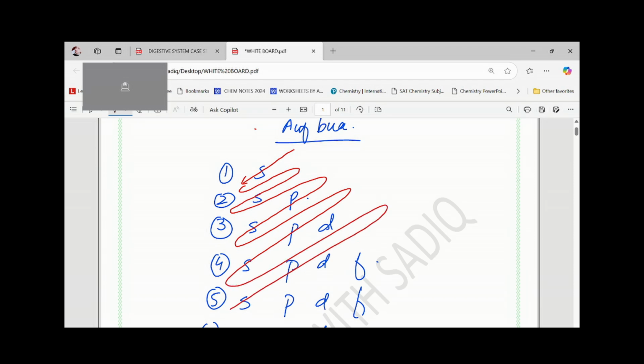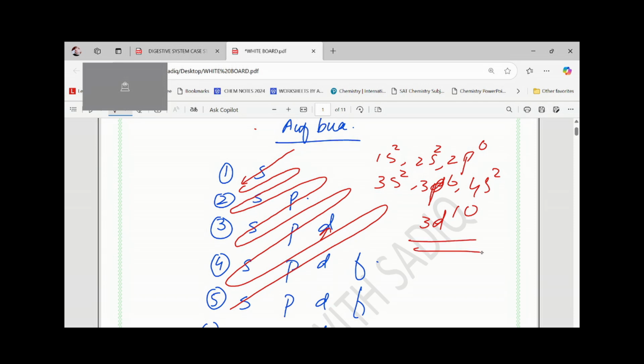Okay, so you can see here the rule is starting with 1s2, 2s2, 2p6, then it goes to 3s2, then 3p6, then it goes to 4s, and moving on to 3d here, 4s2 and 3d10. So most of your configuration is done. Right, so this is how we are applying the rule.